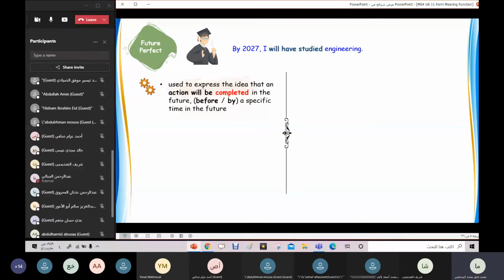Look at the example. Who can read about it? Future perfect used. Ahmed Azam, read the explanation. Okay. Used to express the idea that an action will be completed in the future before or by a specific time in the future. Good. Future perfect is used to express the idea that an action will be completed.